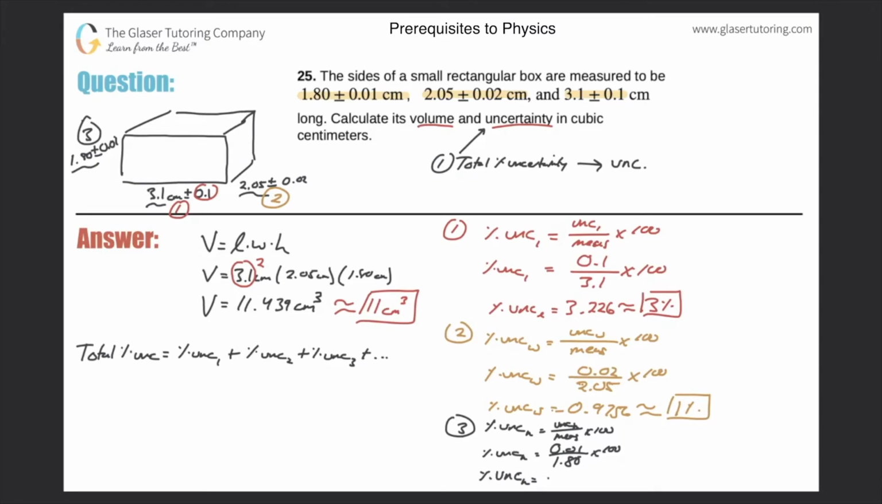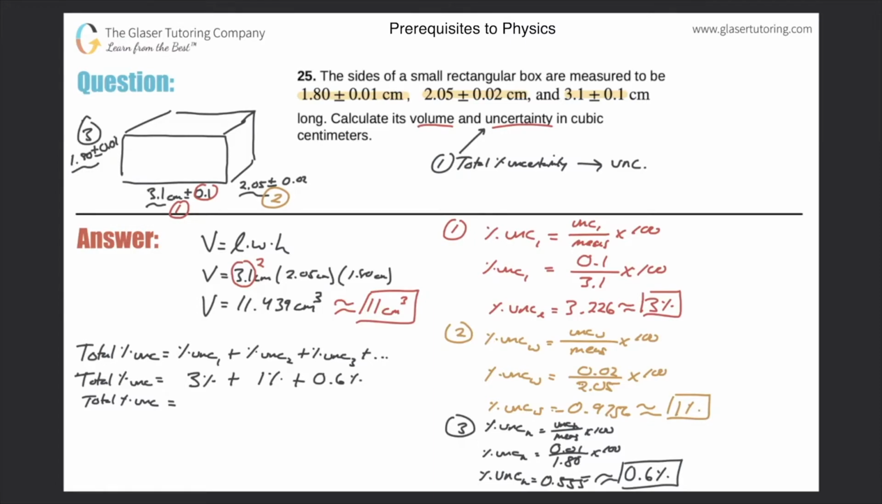Okay, so we get a value of 0.555 repeating. We're going to have to round that to one significant figure. So this works out to be 0.6%. Now we have all three. Now I'm going to come back to the total percent uncertainty formula. Total percent uncertainty will be equal to the percent uncertainty of the first measurement, the length, so 3%, plus the percent uncertainty of the second measurement, the width, which we calculated to be 1%, plus the percent uncertainty of the third measurement, which was 0.6, and we add them all together to get the total percent uncertainty.